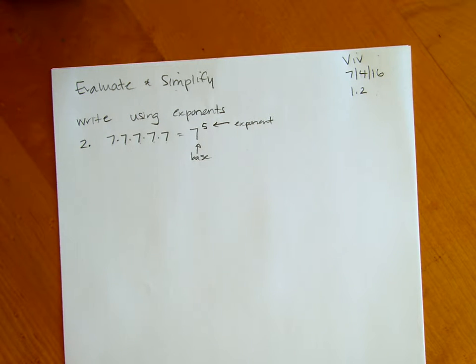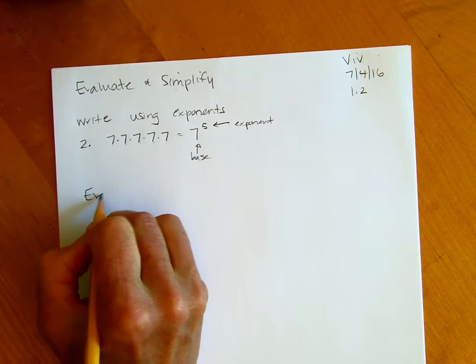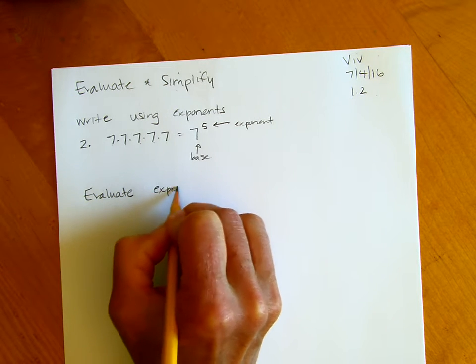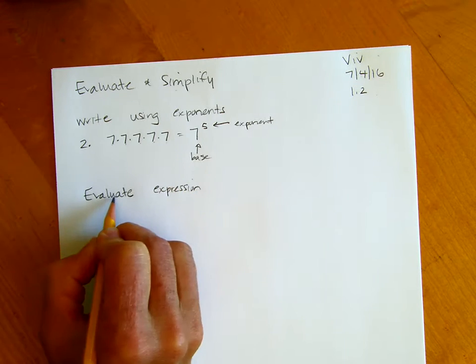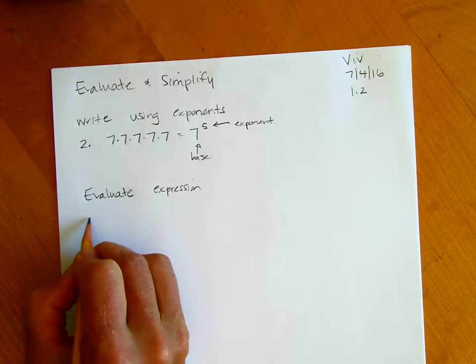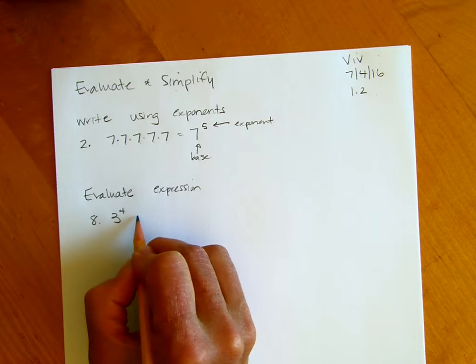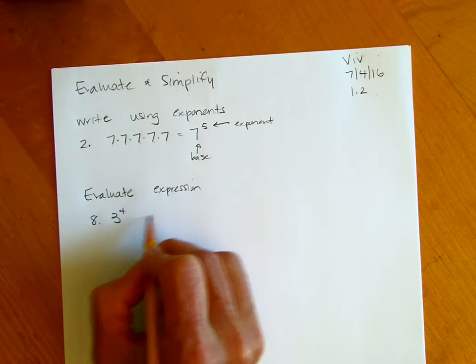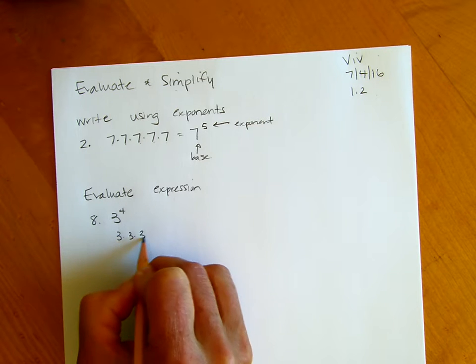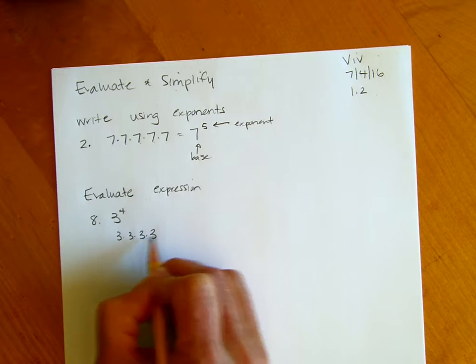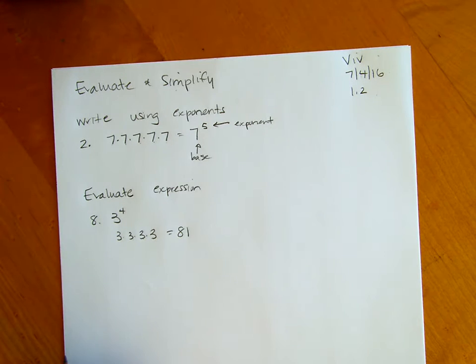That's relatively straightforward. The next set of instructions says to evaluate the expression. Evaluate means find the value of. So for example, if they give you 3 to the 4th, what does that mean? You don't have to write this, but it's 3 times 3 times 3 times 3. 3 times 3 is 9, 3 times 3 is 9, 9 times 9 is 81.